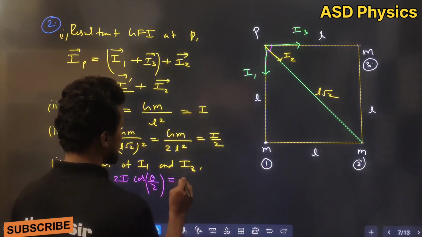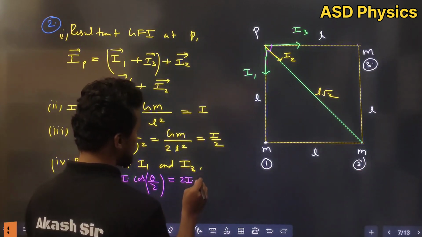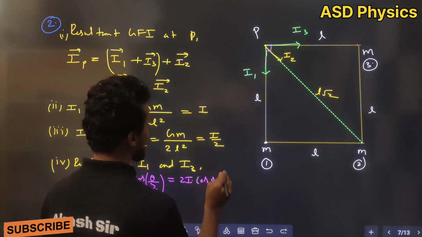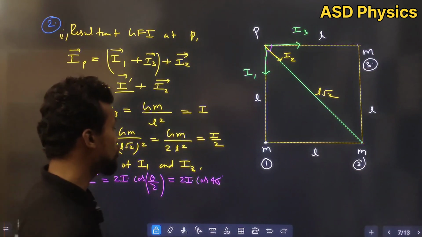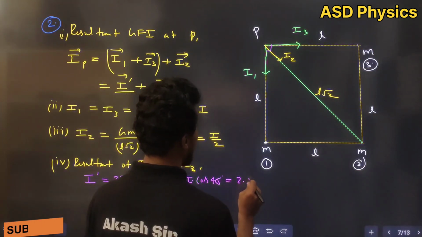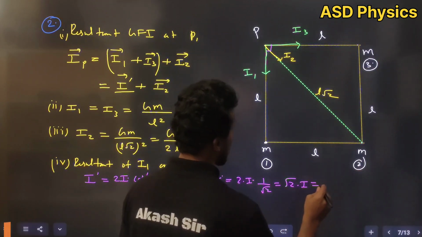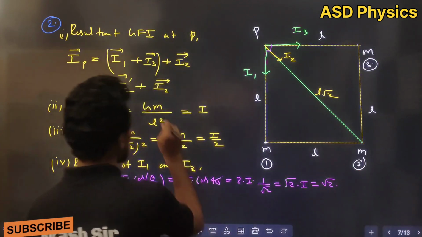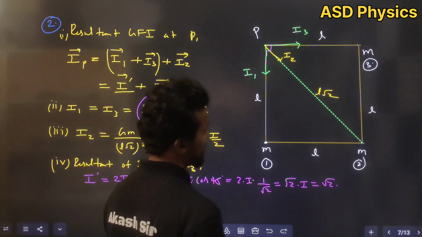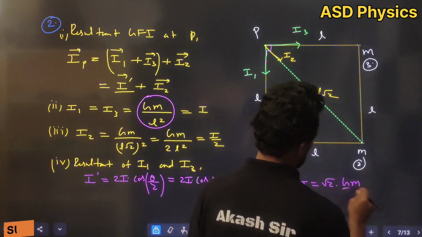Now, we can write here, see please, 2I cos 90 by 2, that means cos 45. Cos 45 value how much? 1 by root 2, is it? So we can write here 2I into 1 by root 2. So it will come here as root 2I, or we can write root 2 times the value of I. How much here? This one, Gm by L square here. Okay, let me write here, no problem.